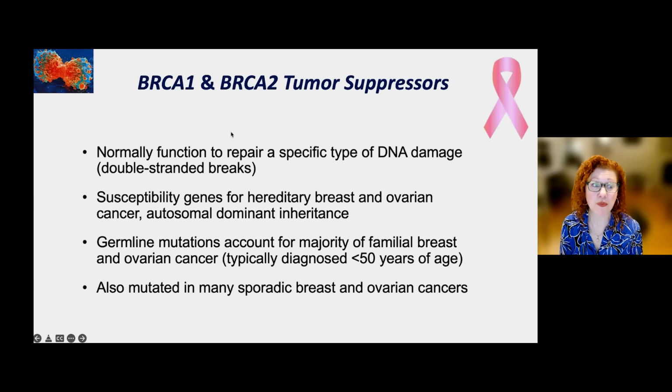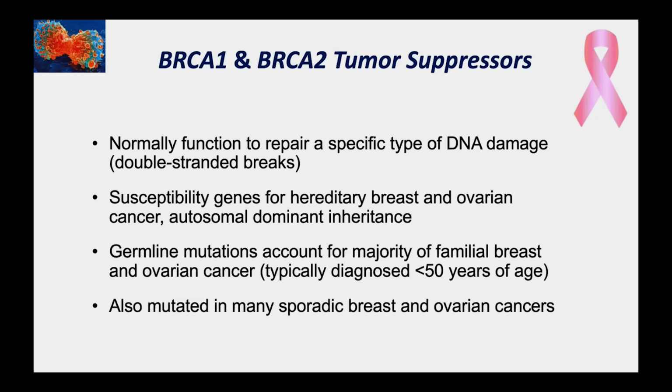These genes encode proteins that normally function to repair a very specific type of DNA damage called double-stranded breaks. So if you recall that our DNA is double-stranded, we have a double-stranded helix. So there's two strands that are bound together. And if there's a break that goes through both strands, that's the type of damage that these repair. And this is a very, very dangerous type of DNA damage. So this is a very important repair system.